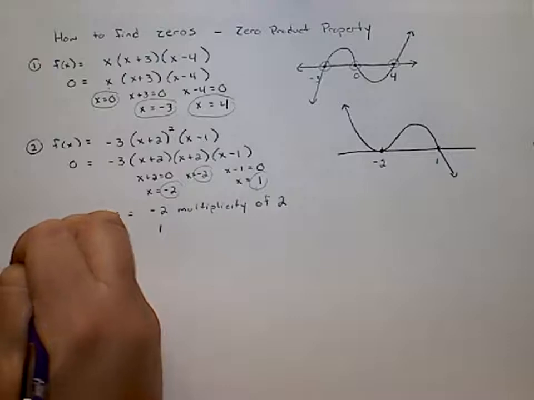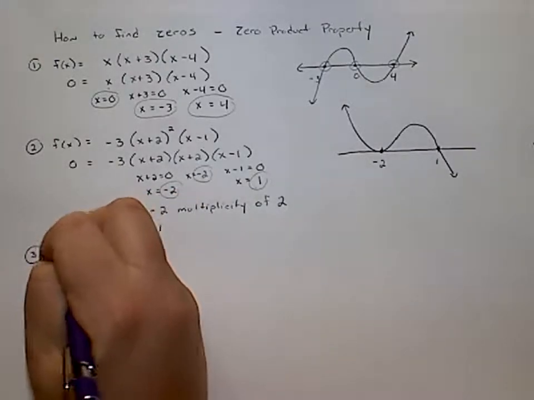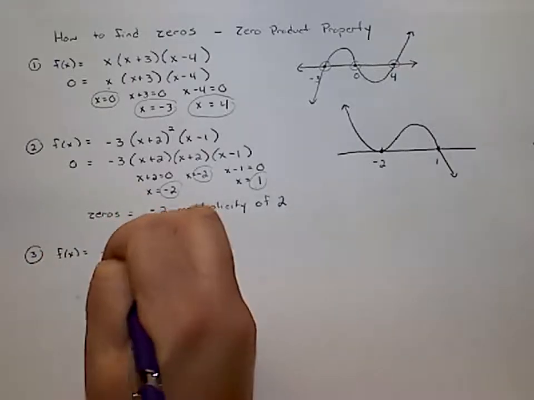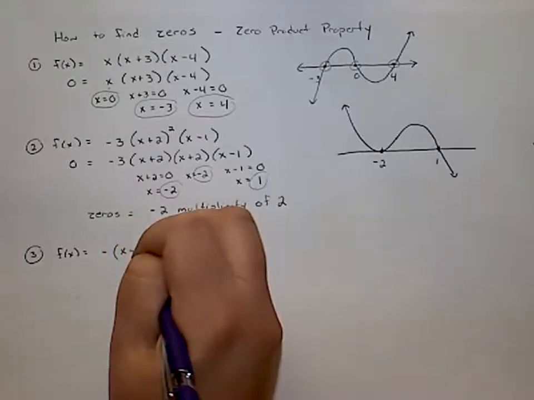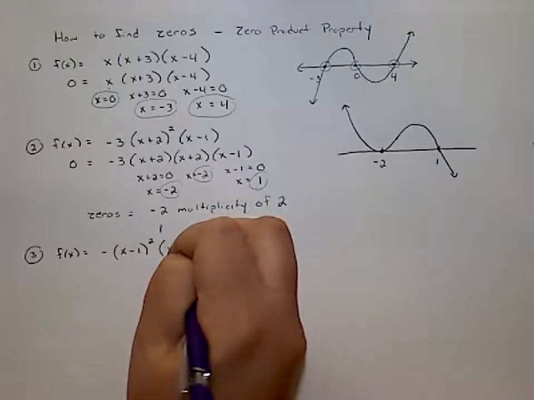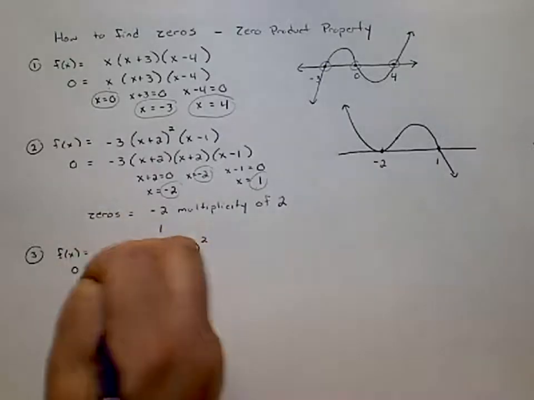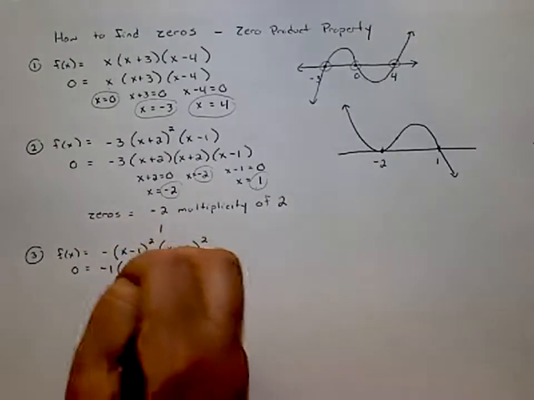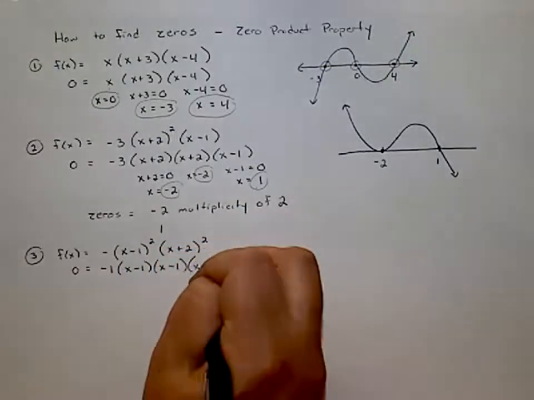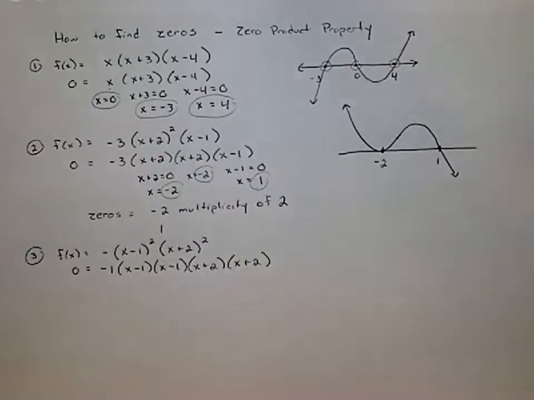Let's look at another example. Example number 3. We have f of x equaling negative x minus 1 squared times x plus 2 squared. So what does this really mean? Well, we can write it as -1 times x minus 1 times x minus 1 times x plus 2 times x plus 2. So we would have zeros, right?